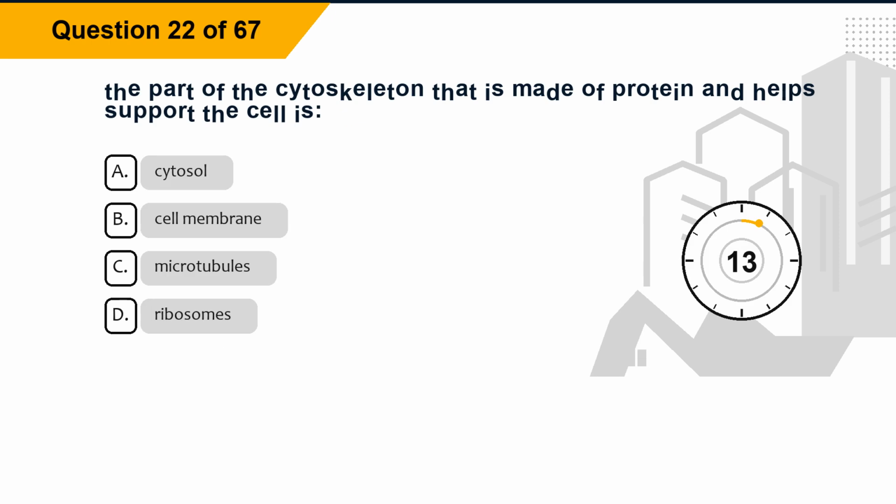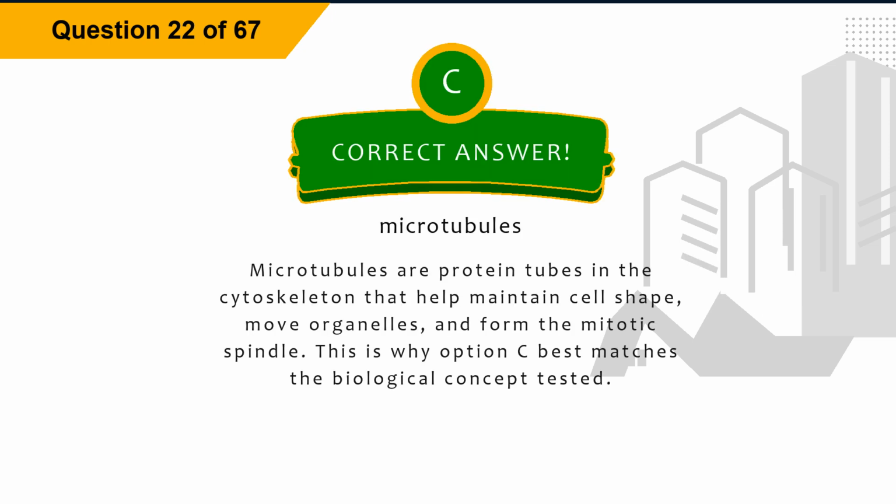Question 22. The part of the cytoskeleton that is made of protein and helps support the cell is option A, cytosol. Option B, cell membrane. Option C, microtubules. Option D, ribosomes. The correct answer is option C, microtubules. Explanation. Microtubules are protein tubes in the cytoskeleton that help maintain cell shape, move organelles, and form the mitotic spindle. This is why option C best matches the biological concept tested.